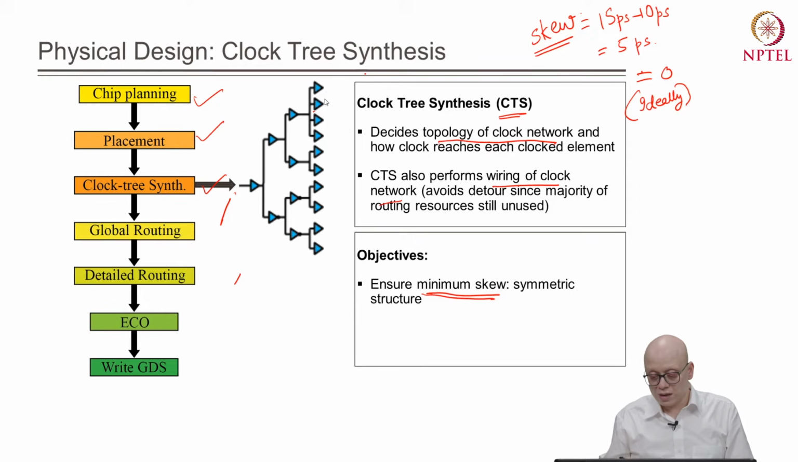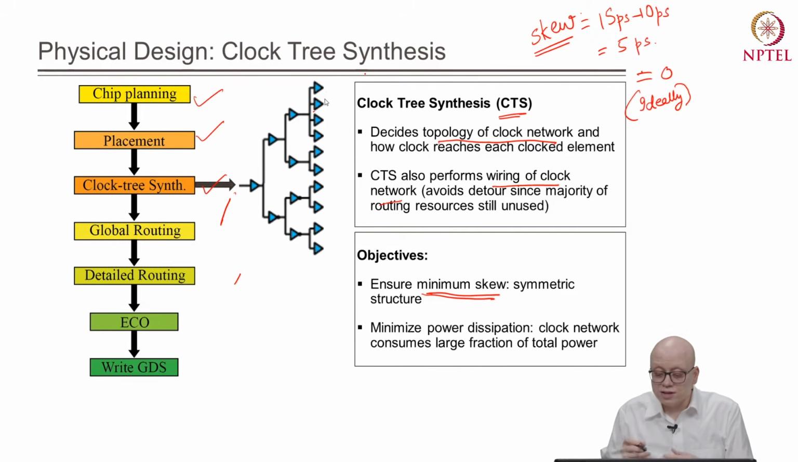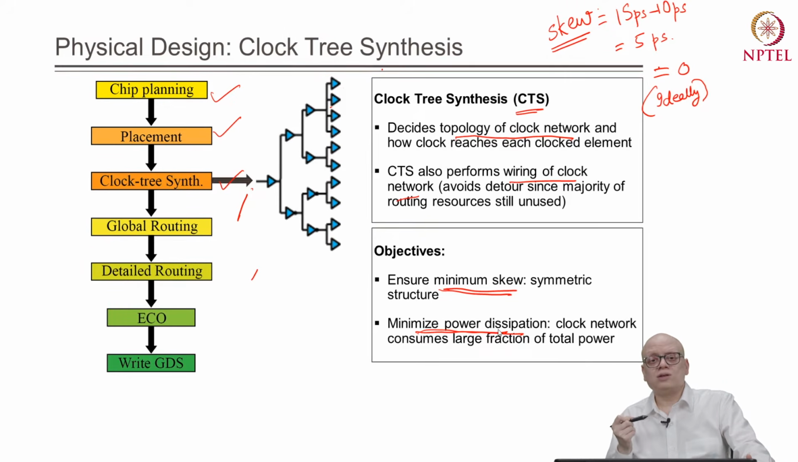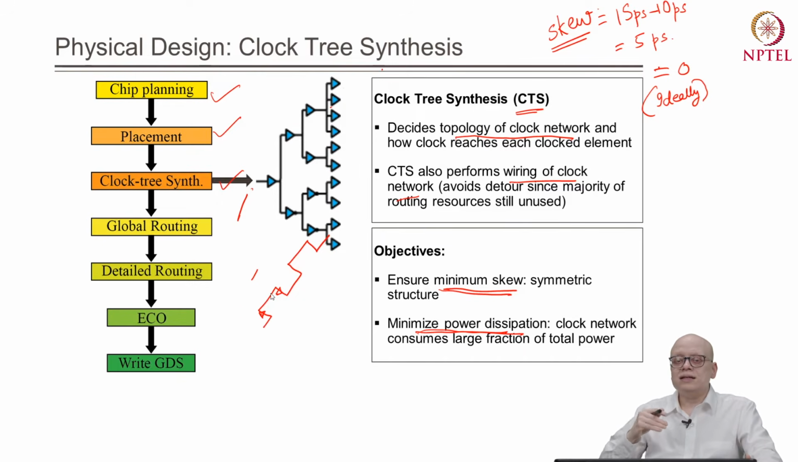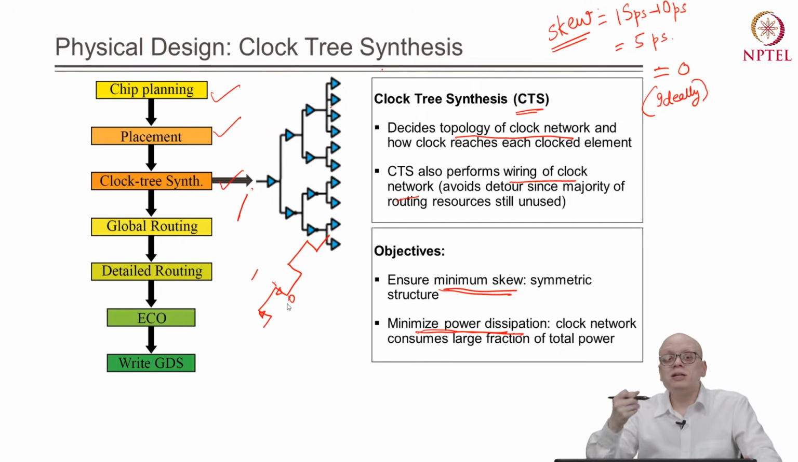The other objective of clock tree synthesis is to minimize the power dissipation. The activity on the clock signal is very high. For example, in one clock cycle the clock signal will have one rise and one fall edge. And whenever a clock signal changes from 0 to 1, the capacitances associated with the clock tree will be charged, and when it goes from 1 to 0, those will be discharged.